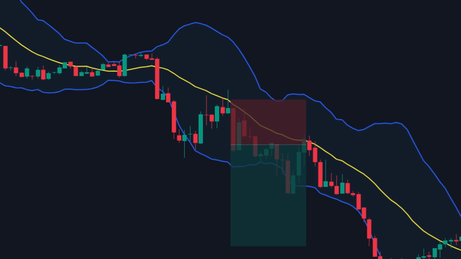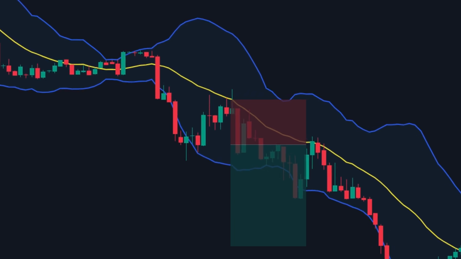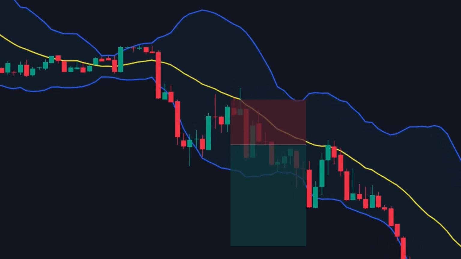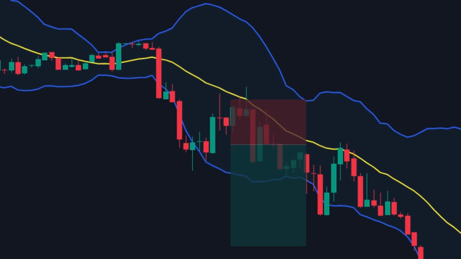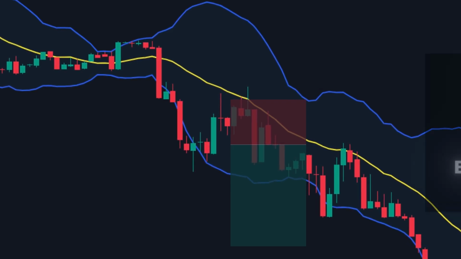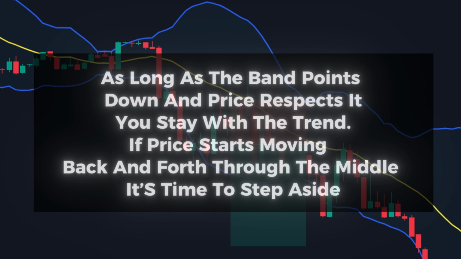First target is the lower band, but look at the momentum. Price is hugging the band and sliding down with it. That's when you trail your stop above each candle's high and ride the move. The rule is simple. As long as the band points down and price respects it, you stay with the trend. If price starts moving back and forth through the middle, it's time to step aside.